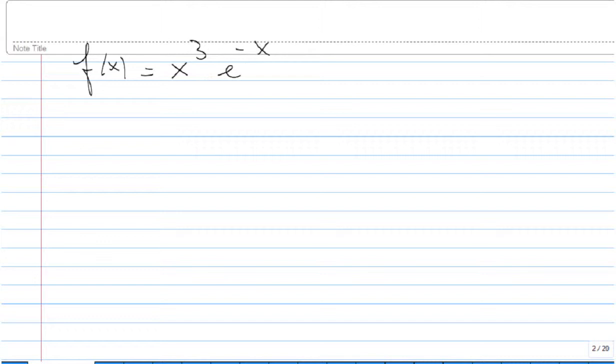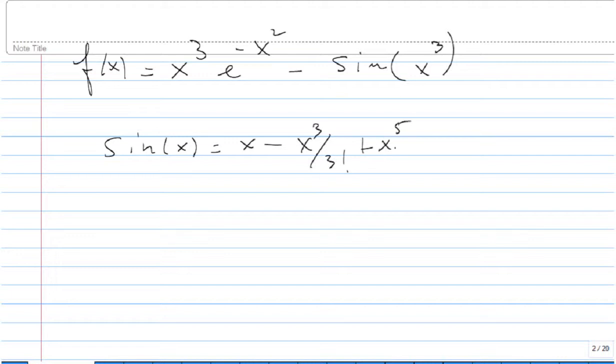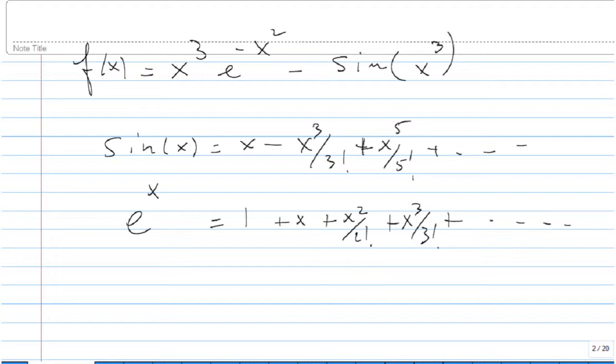Here, the function given to us is f of x equals x cubed e to the minus x squared minus sine of x cubed. The functions that generate this function are sine of x, for which we know the power series: x minus x cubed over 3 factorial plus x^5 over 5 factorial, etc. The radius of convergence is plus infinity. And then we need e^x, which is 1 plus x plus x squared over 2 factorial plus x cubed over 3 factorial, etc. Both of them have an infinite radius of convergence.